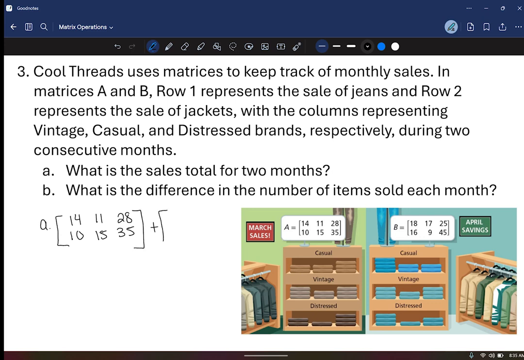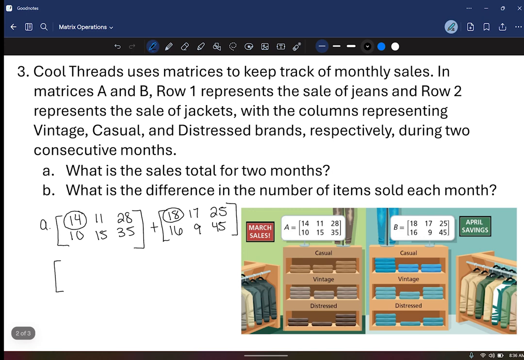and matrix B. Now, fun fact of the day, you have to have the same dimensions in order to add matrices together. If you don't have the same dimensions, then you don't have the same spots. So when we're adding, we are literally going to take the same locations and add them together because they represent the same items. So I know that I have vintage, and then my top row is jeans. So vintage jeans, we add 14 and 18.